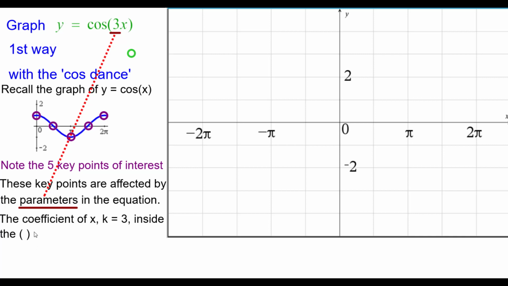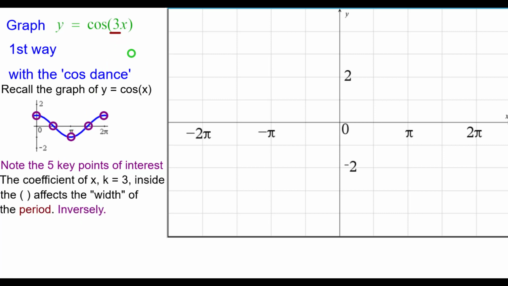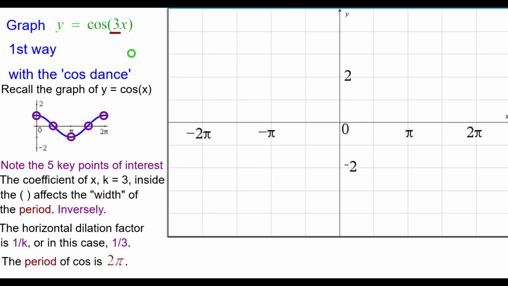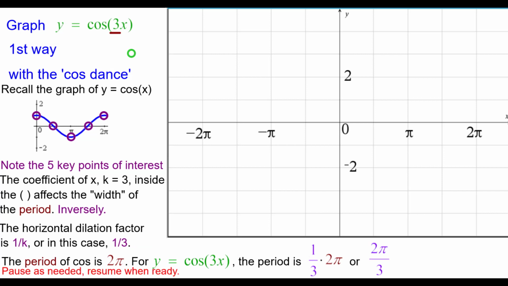So that coefficient of x, k equals 3 inside the parentheses, affects the width of the period inversely. The horizontal dilation factor, you might recall, is 1 over that value of k, which in this case will be 1 over 3 or 1/3. The period of the cosine is normally 2 pi. For this function, the period is going to be 1/3 times that 2 pi, which is 2 pi over 3.